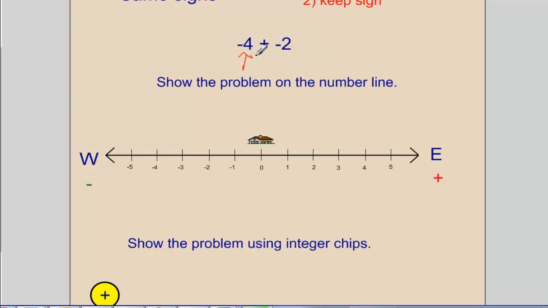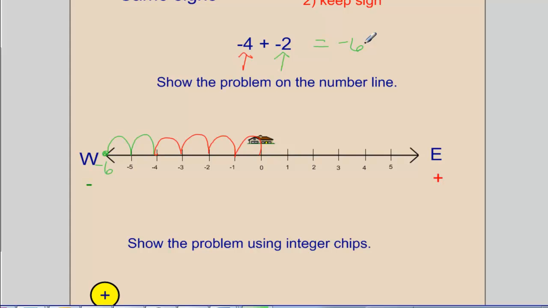So we're going to move 4 places in the negative direction. 1, 2, 3, 4. Then we're going to move 2 places in the negative direction, since that's our next number. So we're going to move 1, 2, and I don't have a negative 6 written here, but that would land us on negative 6. Therefore, negative 4 plus negative 2 equals negative 6.